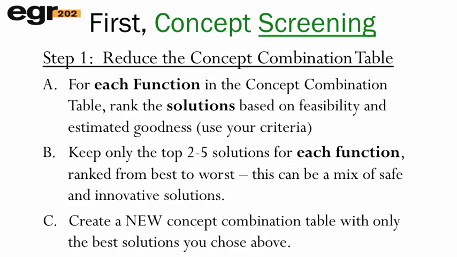Critically means rank them based on the feasibility and estimated goodness using your criteria and constraints. Keep only 2 to 5 solutions in each function, in each column, and they can be ranked from the best to the worst. This can be a mix of safe and innovative solutions. Then you create a new concept combination table with only those solutions you just chose in each column. So each column will have 2 to 5 solutions.